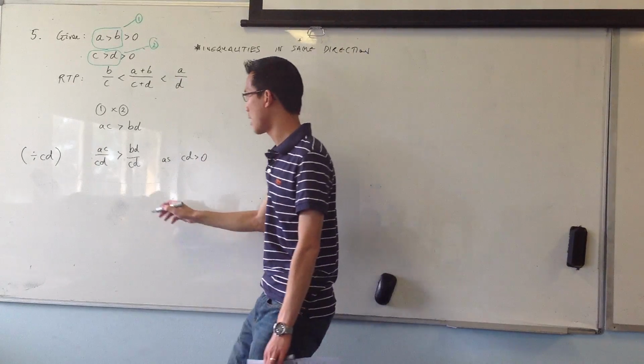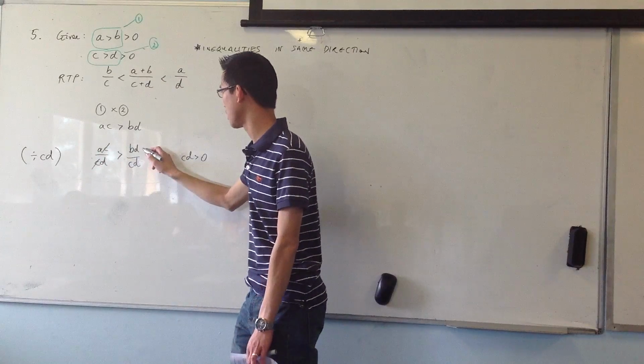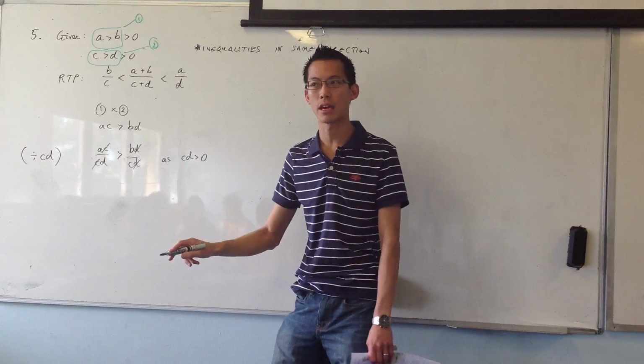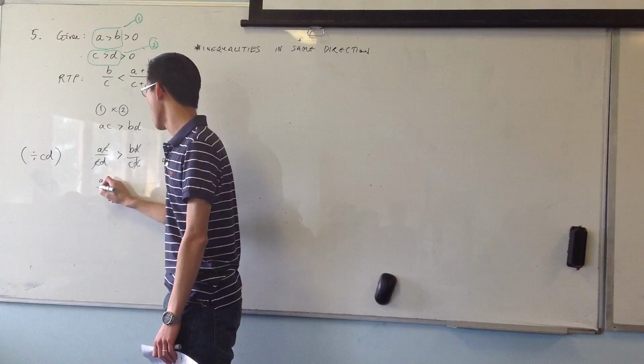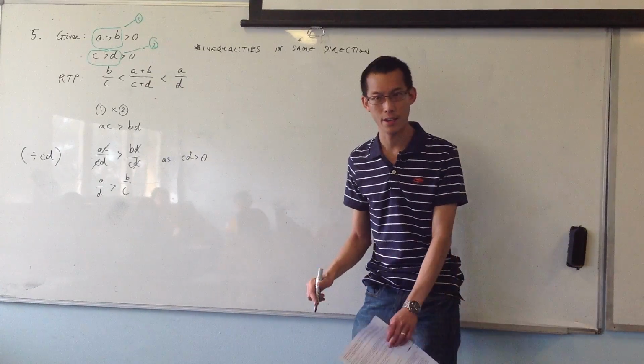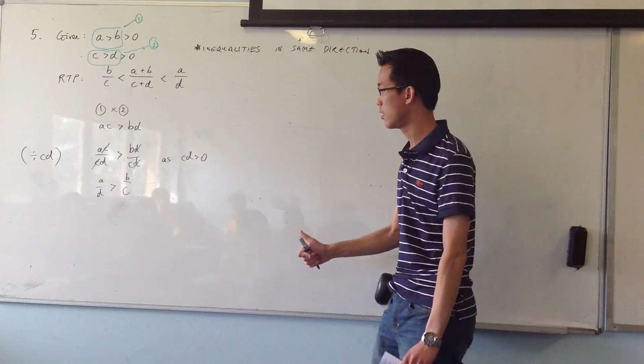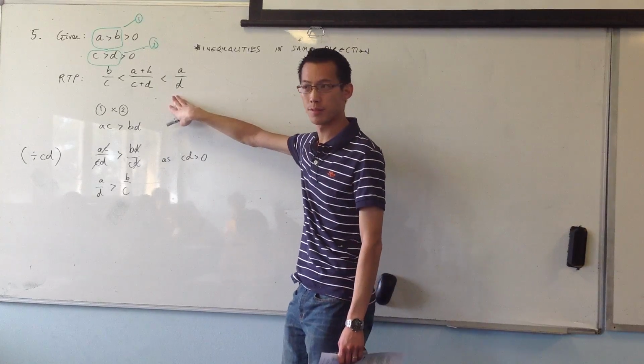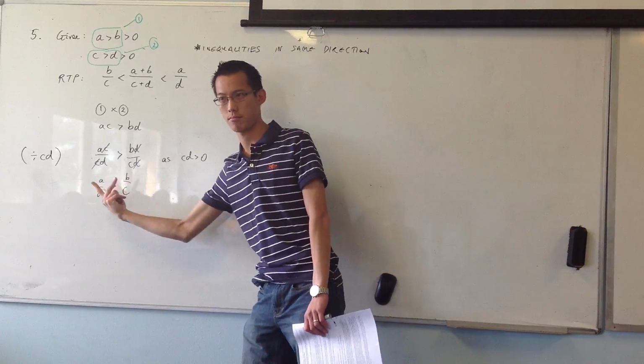Right? Okay, now that I do that, I can cancel the C's and then cancel the D's. So I've got A over D being greater than B over C. Okay, so this is good. It fits in with what I'm trying to prove. Just watch out, the inequalities are backwards. That's why they're the other way around.